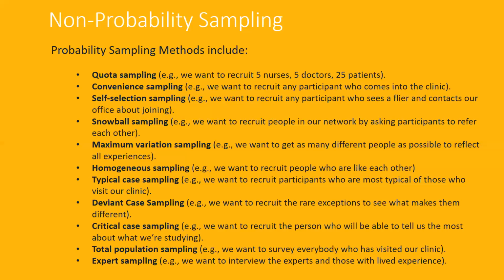The next one is deviant case sampling. This is where you want to recruit rare exceptions into your study. Maybe you have a treatment study that tends to have a really high success rate. Deviant case sampling would be, you want to see among those who did not have a high success rate, those who dropped out of the program or something like that, what makes them different. How can we patch up that hole to make sure that people don't fall through the cracks? That's the sort of thing you're doing with deviant case sampling.